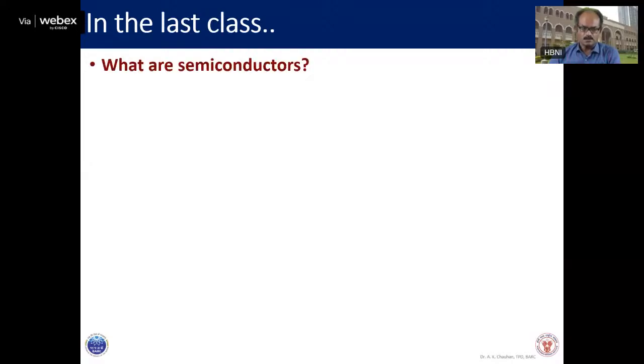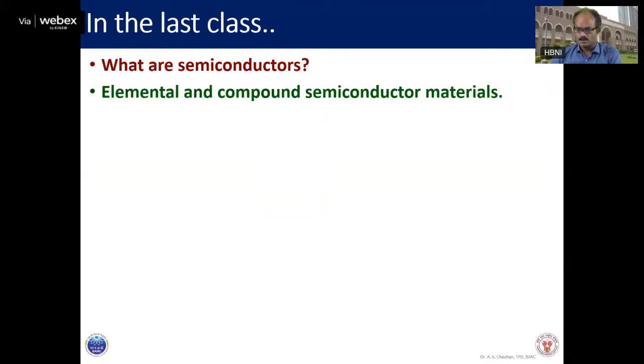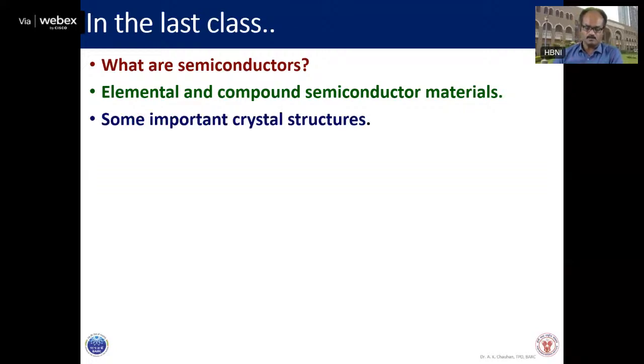In the last class, we learned what semiconductors are. Then we saw some elemental and compound semiconductor materials. Elemental semiconductors are mainly silicon and germanium, and compound semiconductors are when one group element like 3,5 or 4,6, kind of when two or more materials are mixed together and they behave like a semiconductor. Those are compound semiconductors. Then we saw some important crystal structures pertaining to the semiconductor materials.